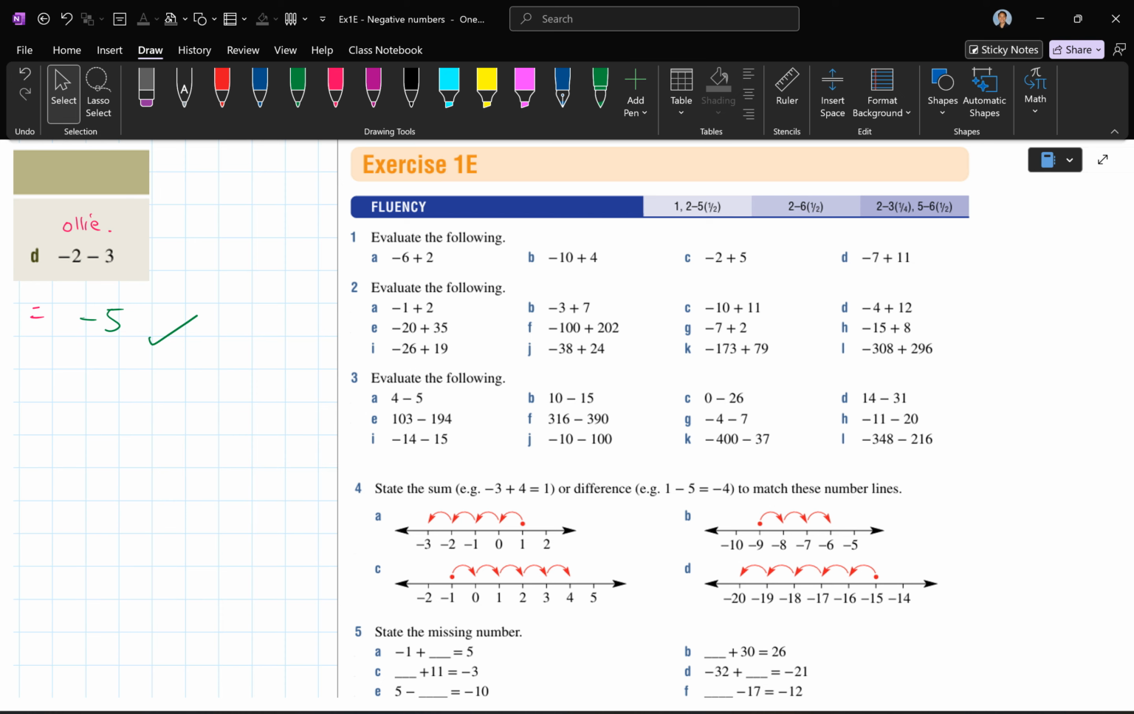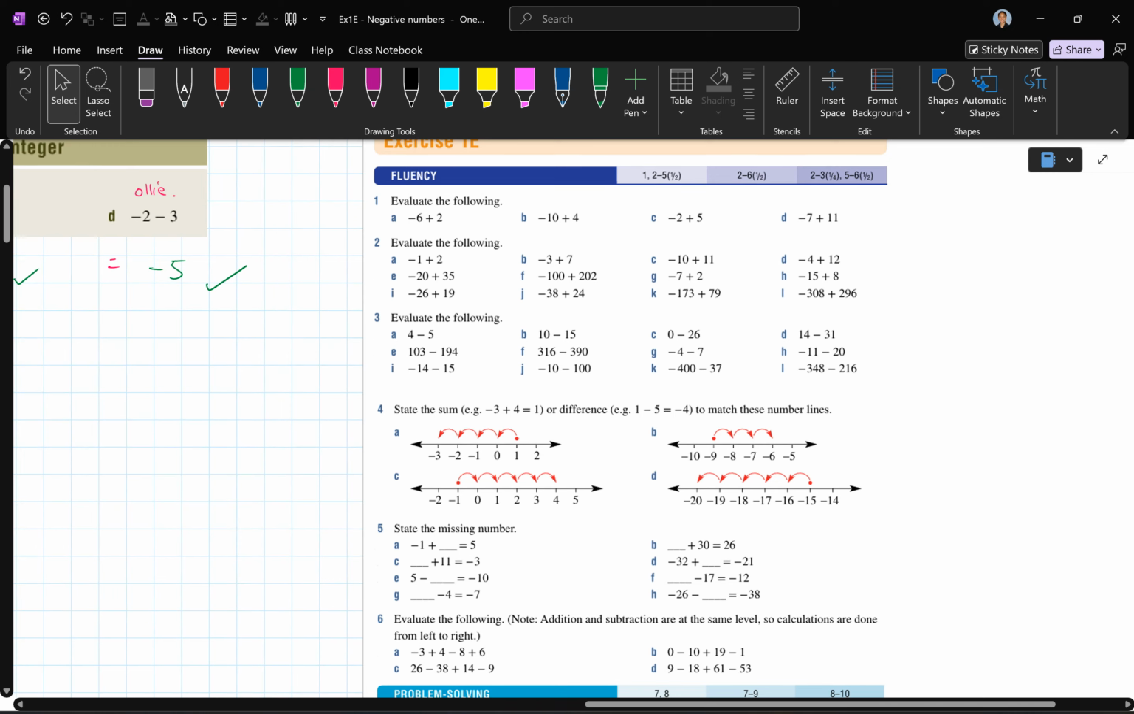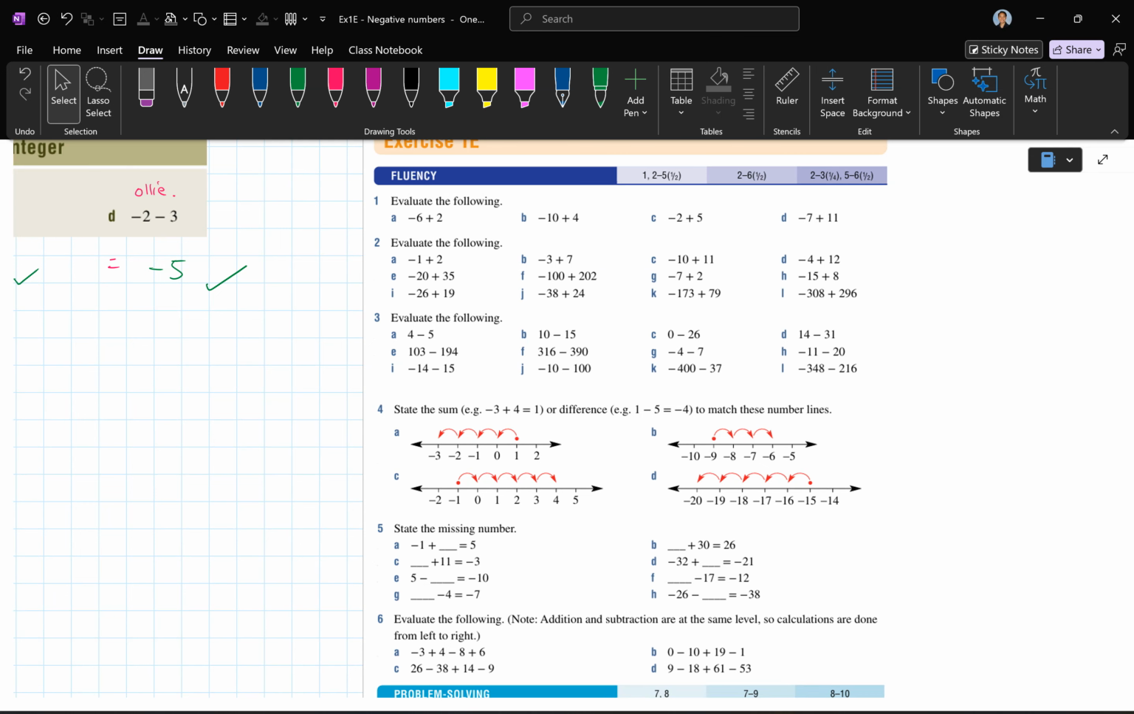So I want you to start on exercise 1E. At least fluency, and then those who are a bit more confident start doing problem-solving questions. Otherwise, this is your session. I'll come around and help. I'll come around and work with you.